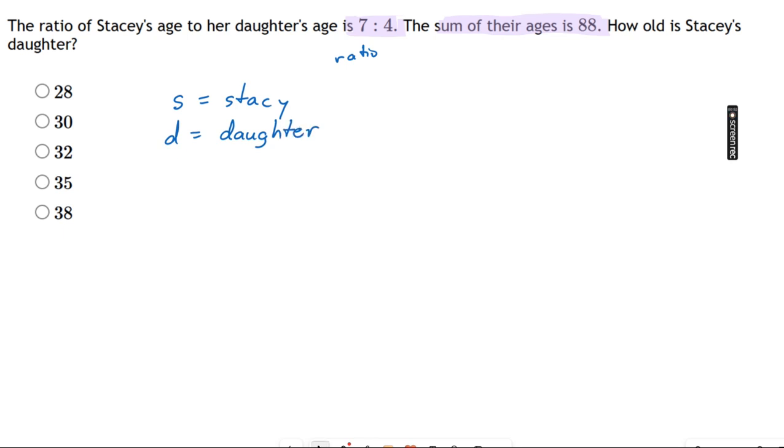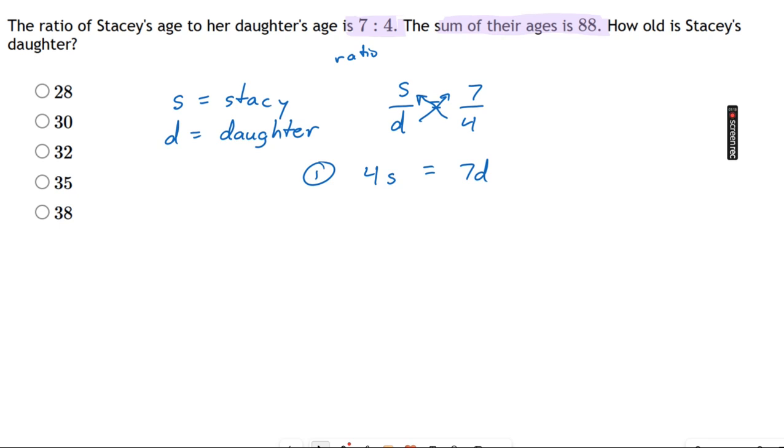And now let's make an equation for the first one. The ratio of Stacy's age to her daughter, and ratios are expressed as fractions, so that's S over D, equals 7 over 4. Personally, I don't love fractions, especially when I'm dealing with multiple equations. So I'm going to do a little bit of what's called cross multiplication and rearrange this thing to say 4S equals 7D. Okay, that's equation number 1.